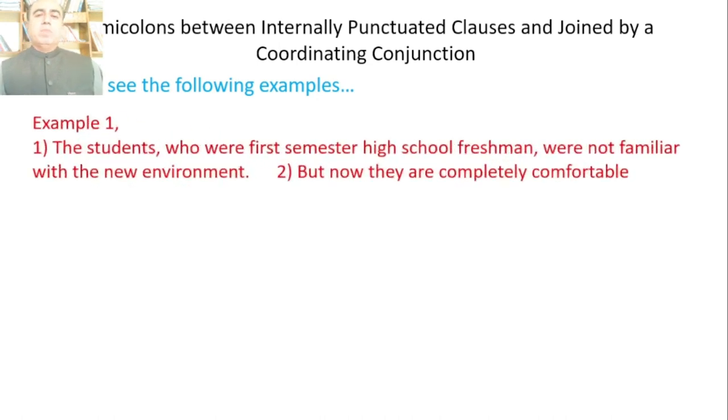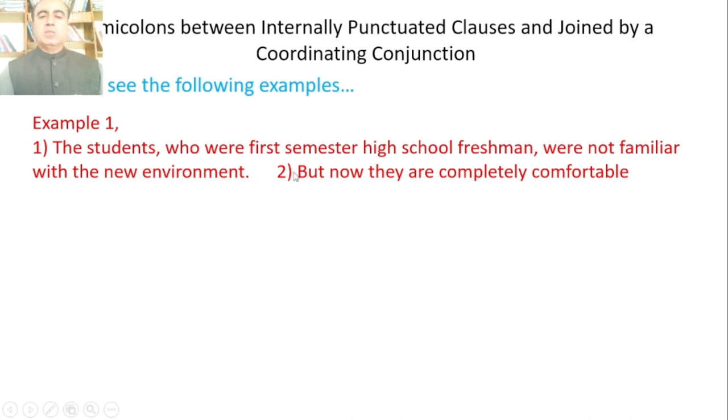So here is an example of an internally punctuated clause and another clause that has been joined by a coordinating conjunction. Like, "The students, who were first semester high school freshmen, were not familiar with the new environment." Here you see this sentence is internally punctuated. Here is a comma, and again there is a comma. This is internal punctuation, and it ends on a full stop.